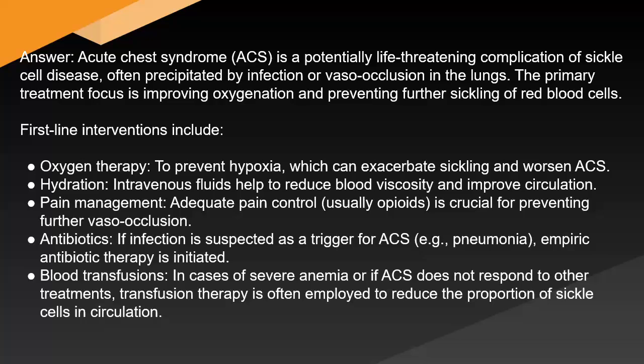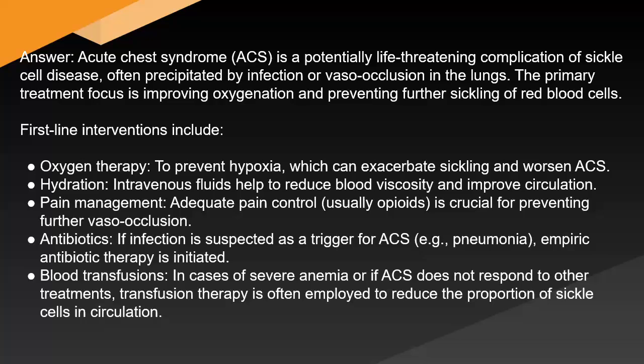First-line interventions include oxygen therapy to prevent hypoxia, which can exacerbate sickling and worsen ACS. Hydration: intravenous fluids help to reduce blood viscosity and improve circulation. Pain management: adequate pain control, usually opioids, is crucial for preventing further vaso-occlusion.